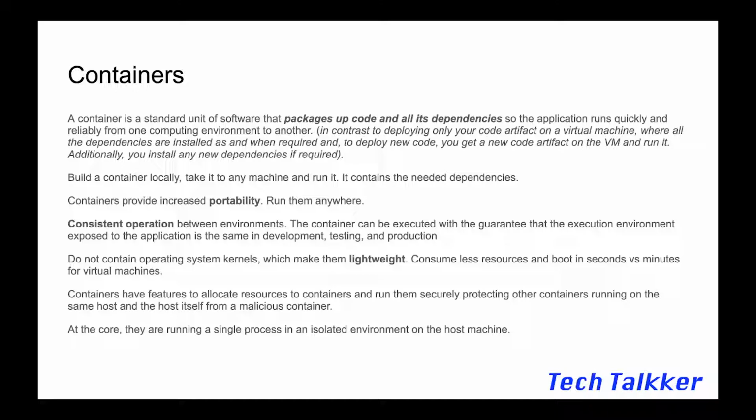The next point is, containers have features to allocate resources to containers and run them securely, protecting other containers running on the same host and the host itself from a malicious container. In the agenda, I told you about two Linux features, which are Linux namespaces and Cgroups. Because of this, we can allocate resources to containers. A particular container cannot consume more than a certain CPU or more than a certain memory, and they do not consume all the resources, not allowing other containers to run. Also, one container will not be able to compromise code running in another container because of these features.